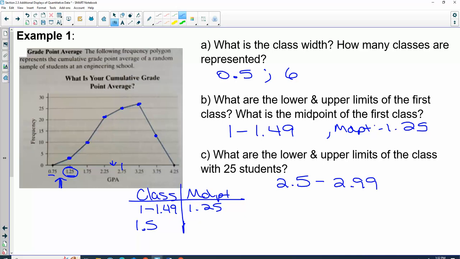Right, so that can be hard, looking at the midpoints and trying to figure out the classes to start with. You're really just thinking the middle of 2 things, average them. Do you guys have questions over that?